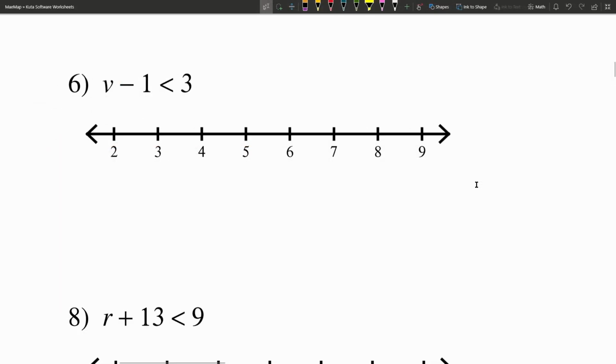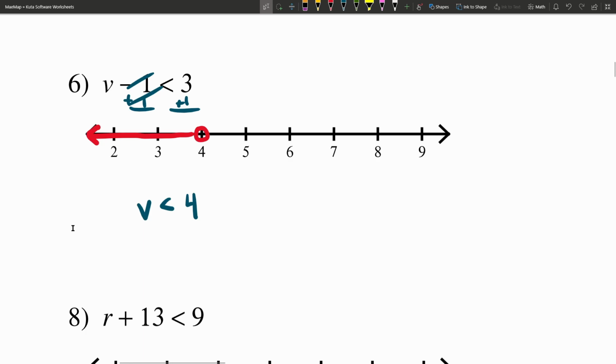In number 6, our variable is v. This time, we're going to be adding a positive 1 to both sides. That's going to leave me with v on my left-hand side of my inequality, which is less than 3 plus 1, which is 4. Locating the 4, we're going to circle it, but we're not going to shade it in because this is less than. It's strictly less than. It's not less than or equal to. So 4 cannot be v, but it can be any value less than it. So we're going to be shading to the left.